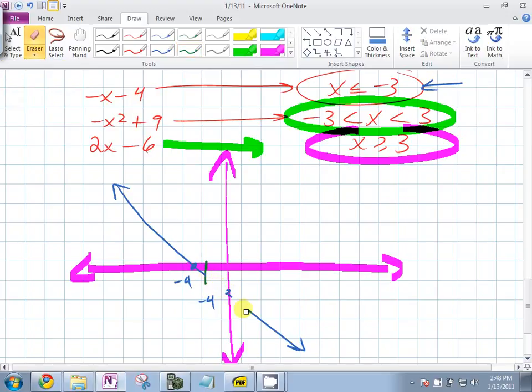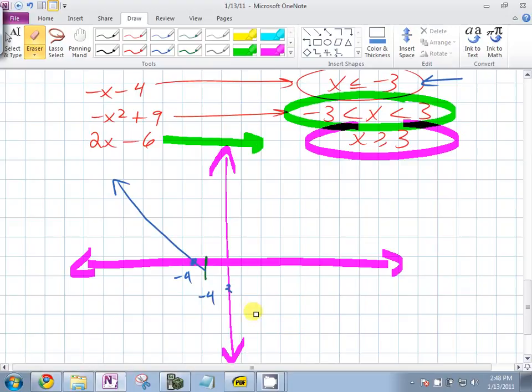You like the sound effects? I do. There we go. You see that? Is it an open dot or a closed dot? Closed dot because it gets to 3, right? Okay. And then you do the rest like that. One of them is going to be a parabola facing down. You piece it together. This is a piecewise function, so it has to pass the vertical line test.